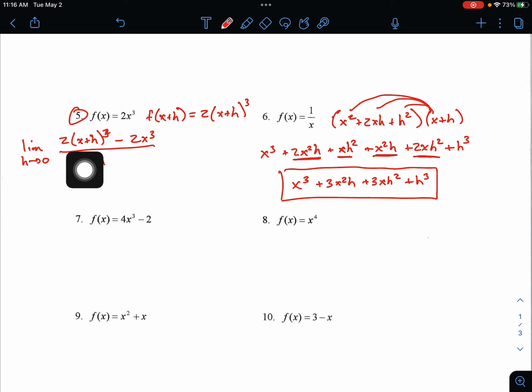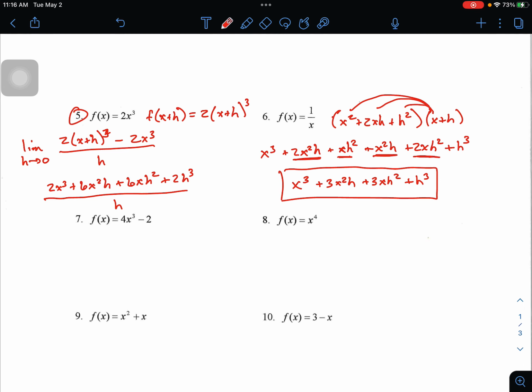Now, as we continue here on number 5, that's what x plus h cubed is. We still need to multiply everything by 2. So what we're going to end up with is we're going to get 2x cubed plus 6x squared h plus 6xh squared plus 2h cubed. Okay, and that's all over h still.